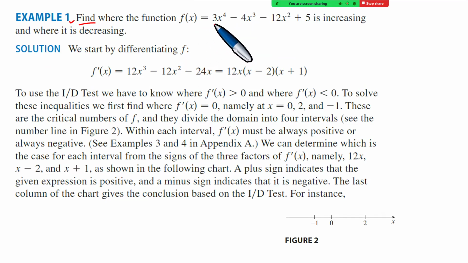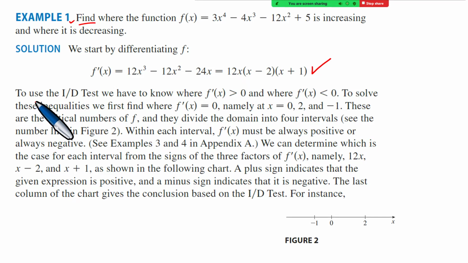We agree that the derivative of 3x to the 4th power is 12x cubed. The derivative of minus 4x cubed is minus 12x squared. The derivative of minus 12x squared is minus 24x. We factor out 12x because 12x is a common factor. We can factorize this to that. I know we are yet to look at some problems, but factorization is pretty straightforward.